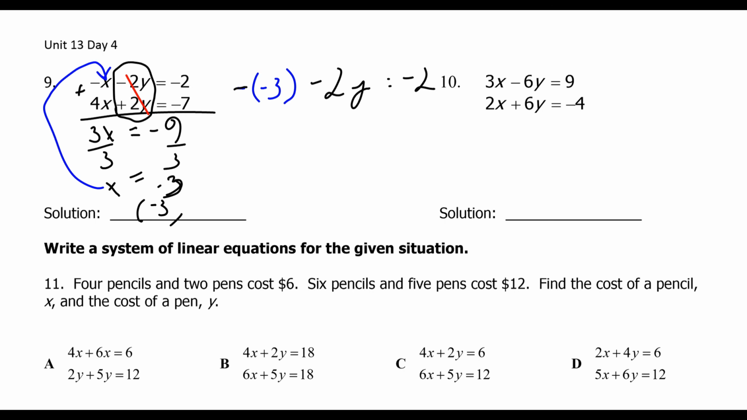Now we solve this just like we've solved everything else, step by step. We're going to subtract 3 from each side. We're going to have negative 2y equals negative 5. We're going to divide each side by negative 2.